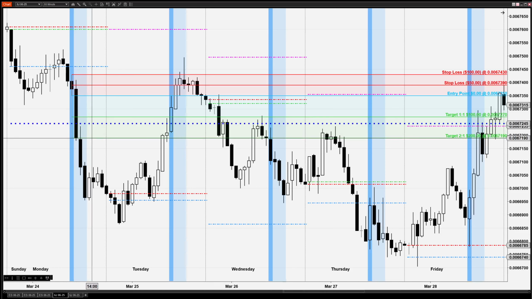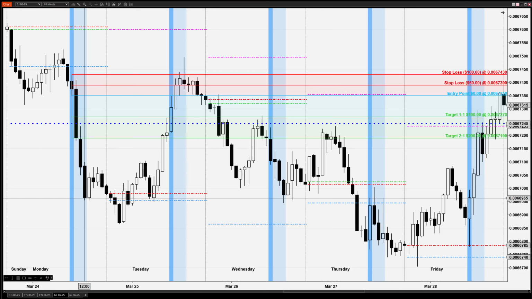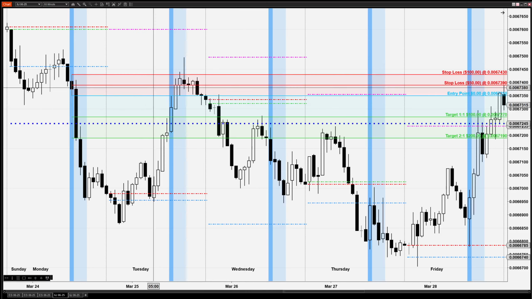So this will be a 2R target. It'll hit both 1R and 2R. And if you want, you can then also figure out a way of doing a trail. Maybe you're running a stop loss above the high of the hourlies, and then exit at the close of 12 noon. You can test it any way you want. What you want to do is just have your parameters so you know what you're testing, and then spreadsheet it.